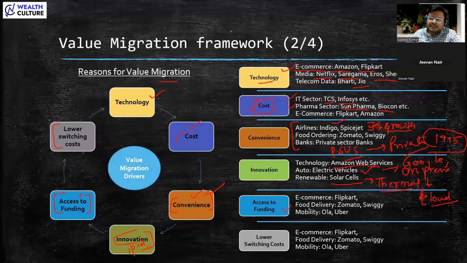Same with access to funding, which is helping because we are seeing companies like Flipkart, Zomato, Swiggy, Ola, Uber. These are new age companies which are now sort of providing more convenience. It is coming at a lower cost also, all because there is access to funding and lower switching costs. So it's very easy to go to Flipkart and buy stuff online. Very easy to order food from Zomato and Swiggy while you are at home. Between Zomato and Swiggy, also there is no switching cost.